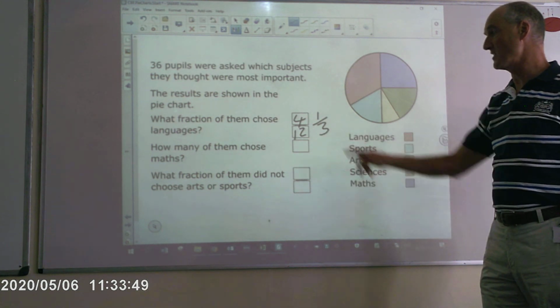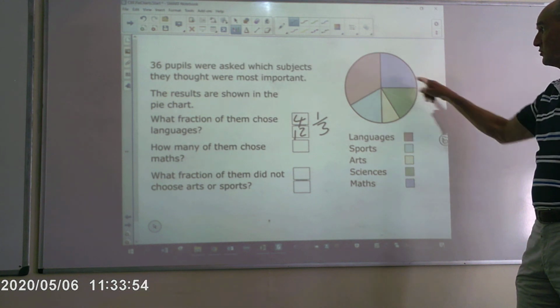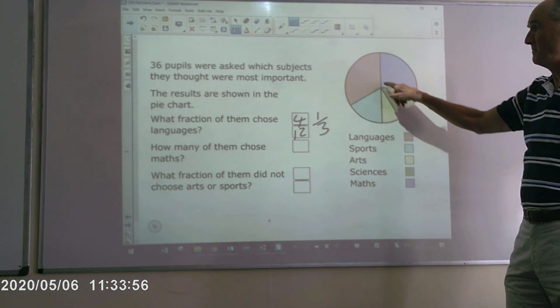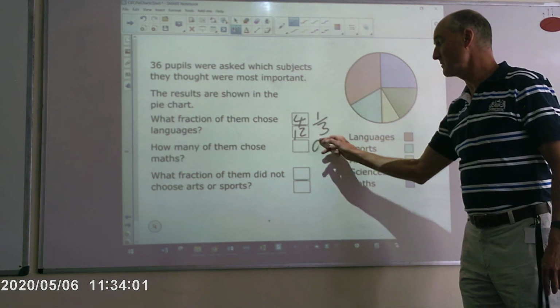If we cancel it down, how many have chosen maths? Maths, a quarter of them, isn't it? A quarter of them. So a quarter of 36 is going to be 9.